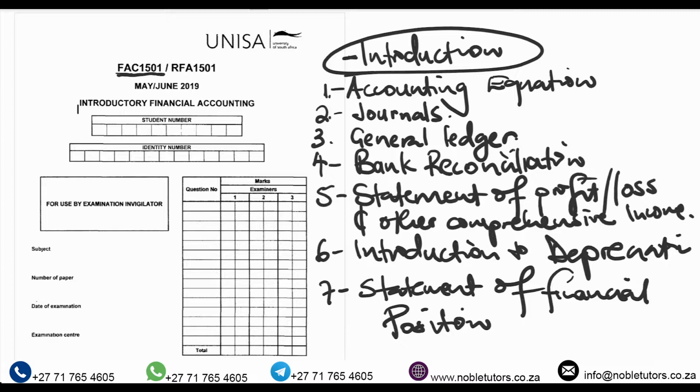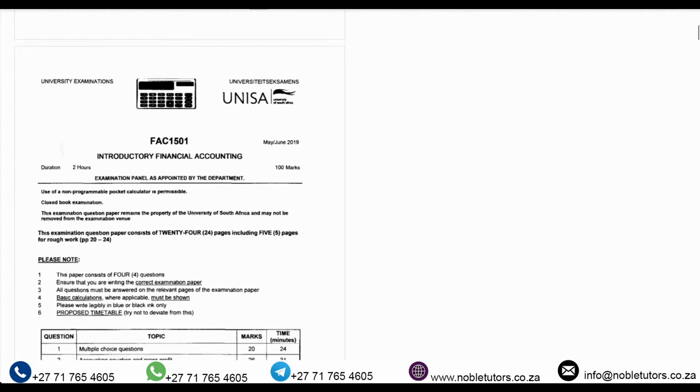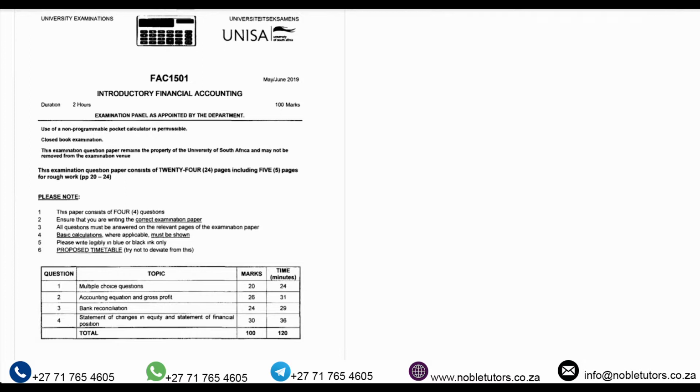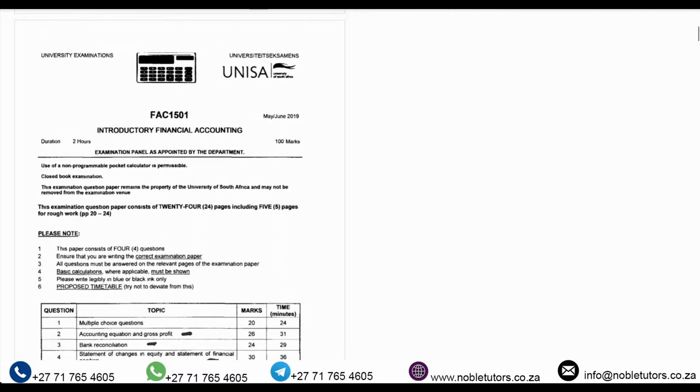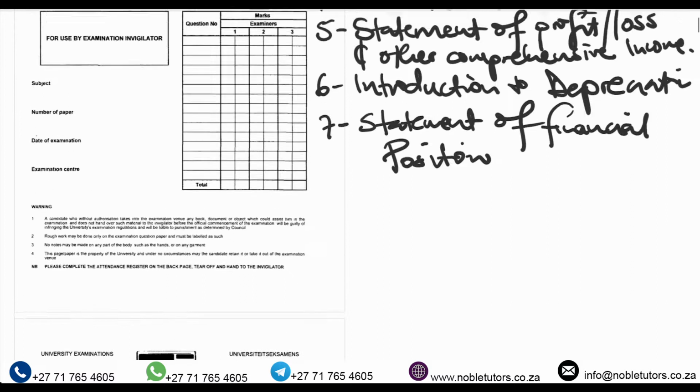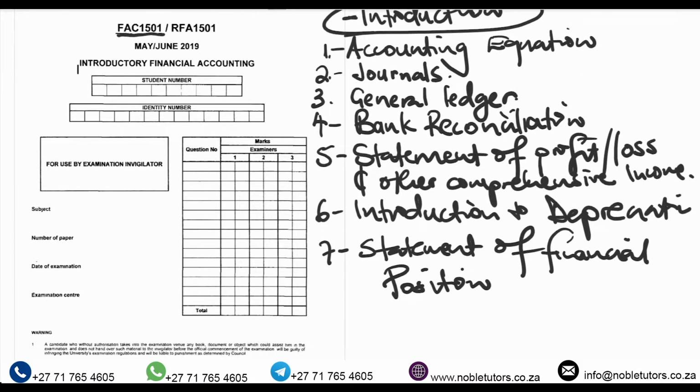After this introduction video, you're going to have 7 more videos, each video tackling each topic. If you look here at this May June 2019 paper, you find that there was the accounting equation, the bank reconciliation, the statement of changes in equity and the statement of financial position. So in this paper, they asked the accounting equation, the bank reconciliation, and the statement of financial position.